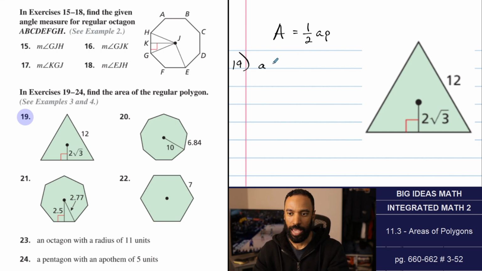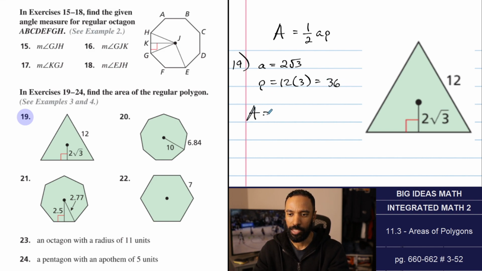Apothem, let me write this. Apothem is 2√3. Your perimeter is 12 times 3. It is a regular polygon after all, equilateral, so we get 36 units there. Your area is 1/2 apothem times perimeter. Half of 2 is 1, and 36 times root 3 is 36 root 3.